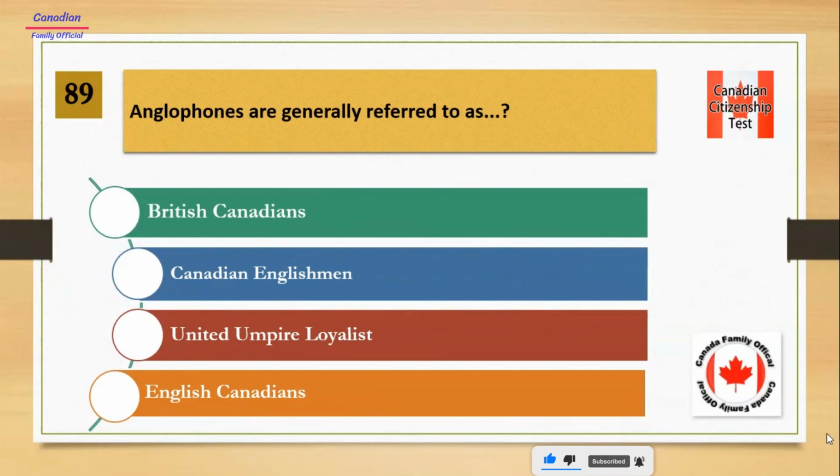Anglophones are generally referred to as Number 1, British Canadians. Number 2, Canadian Englishmen. Number 3, United Empire Loyalist. Number 4, English Canadians. And the answer is English Canadians.